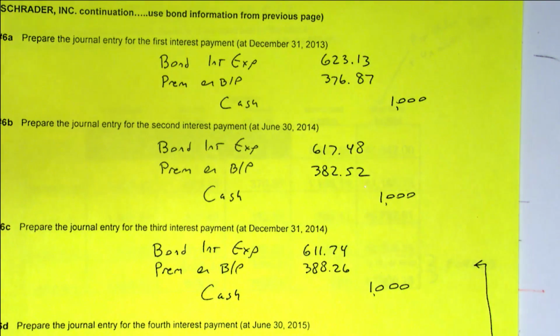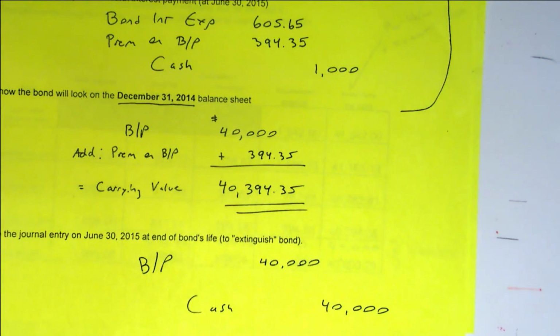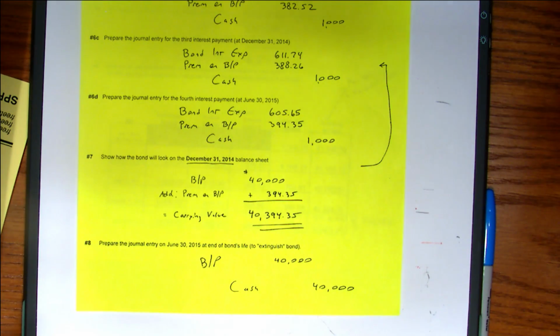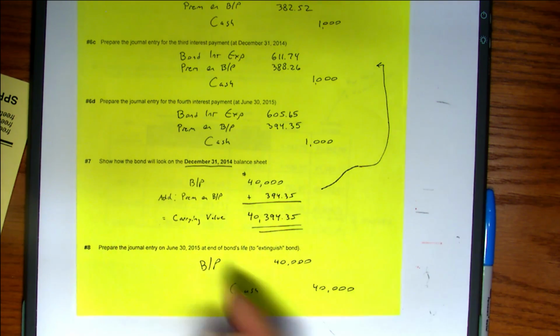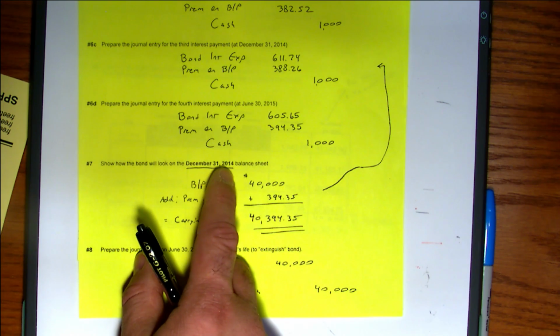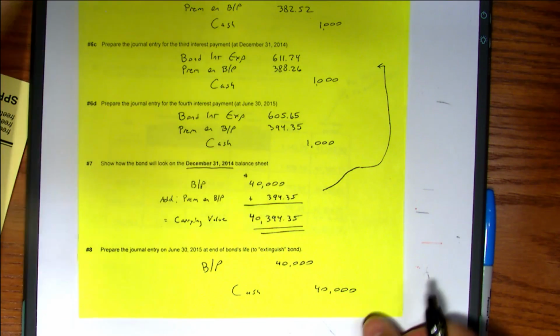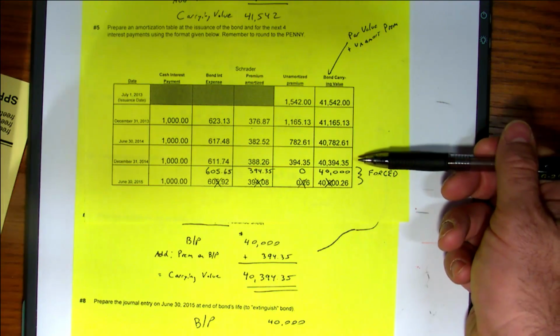All right. Okay, let's move this up. Okay, let me zoom out a little bit, because what I think I had said was, I wanted to see how it would look on the December 31, 2014 balance sheet, which was this journal entry, which had to do with which line on the amortization schedule. This one right here, right?